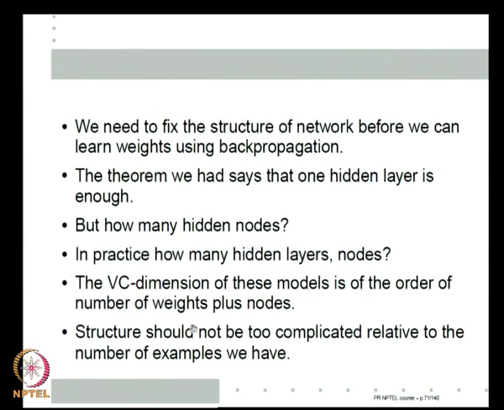Most of the time it is trial and error, and a little later in the course we look at what we mean by trial and error. We look at techniques such as cross validation, which will help you to try out different numbers of hidden nodes and say which is better. Okay.